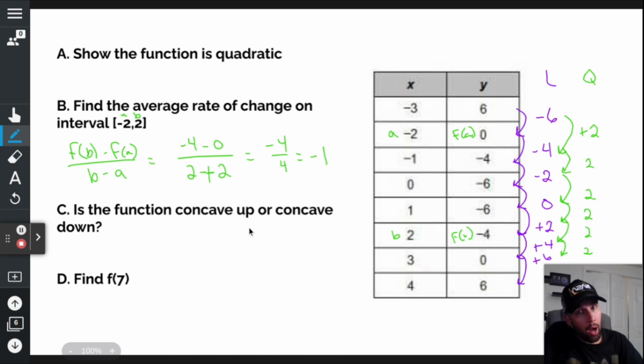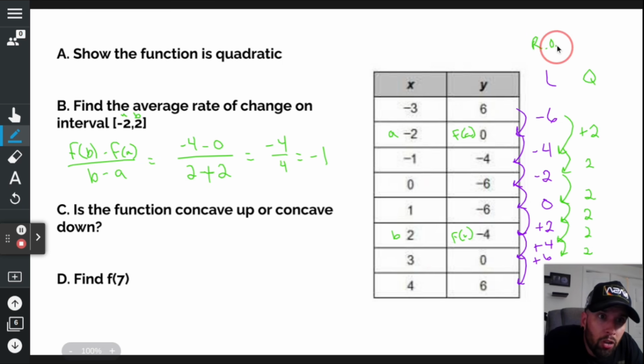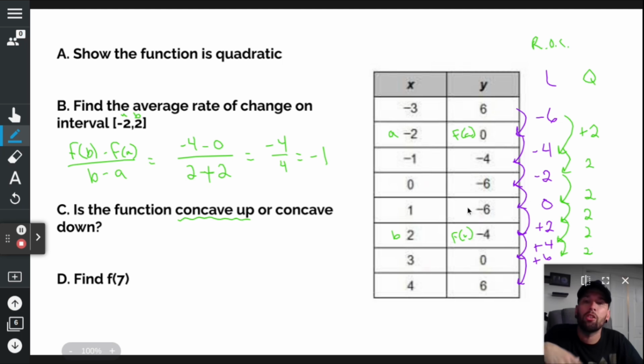It's quadratic. What do I know? The rate of change comes from what your linear stuff is doing. The rate of change was -6, -4, -2, 0, positive, positive, bigger positive. My rate of change is increasing, which means concave up. My rate of change went from -6 and got bigger and bigger. Since my rate of change is increasing, it's going to be concave up.